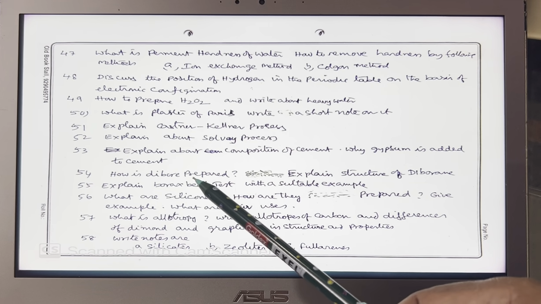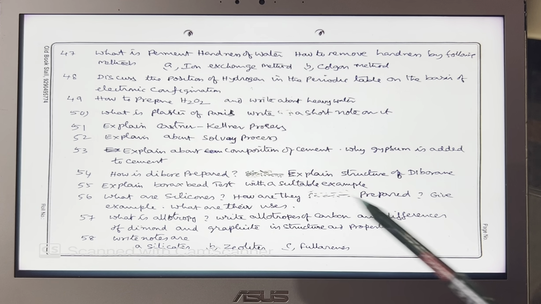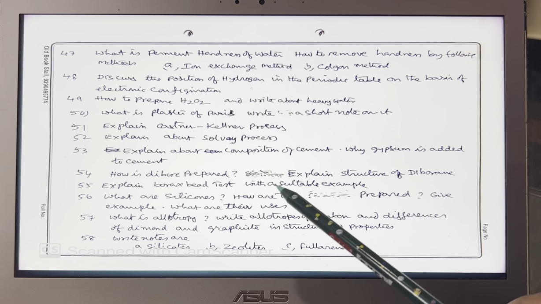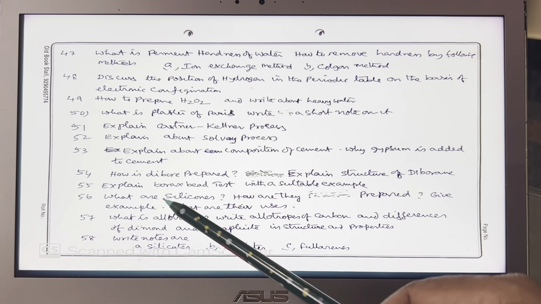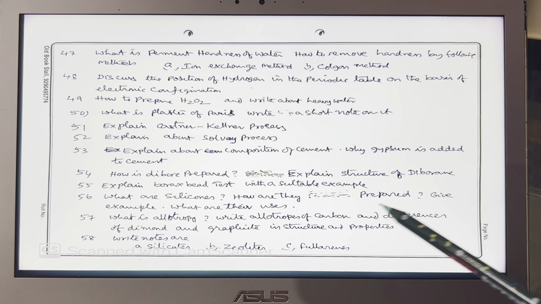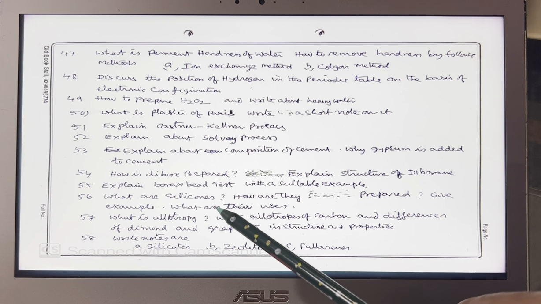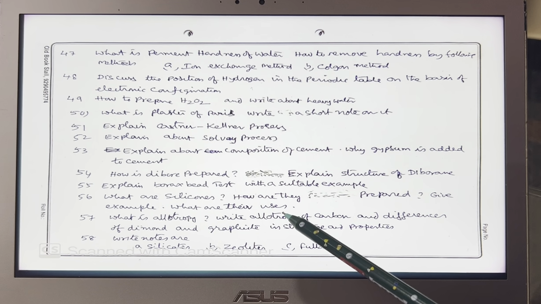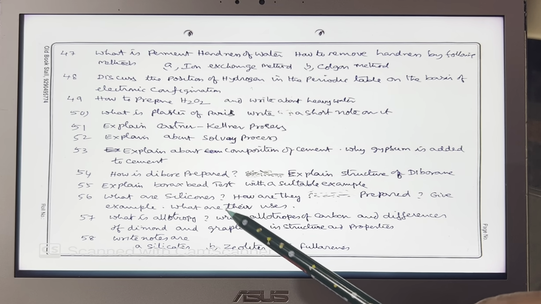How is diborane prepared? Explain structure of diborane. Explain borax bead test with suitable examples. What are silicones? How are they prepared? Give example. What are their uses?